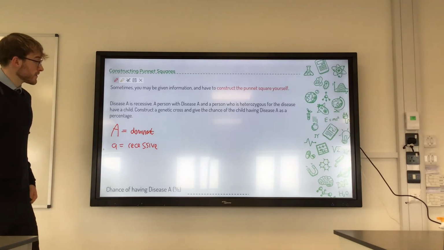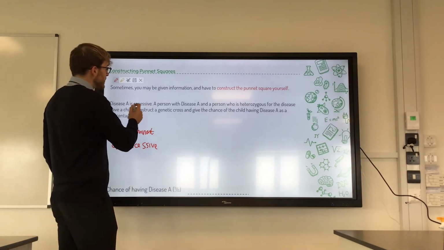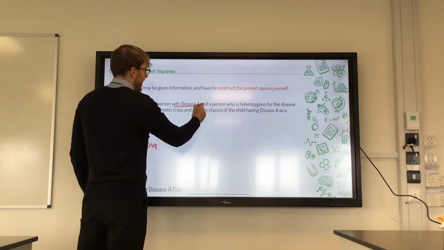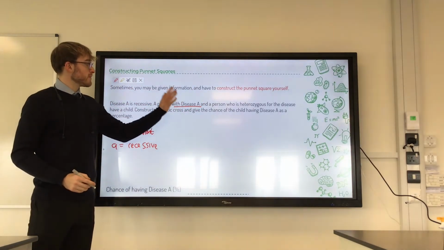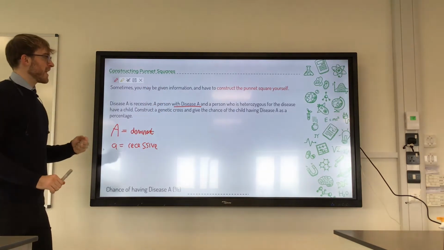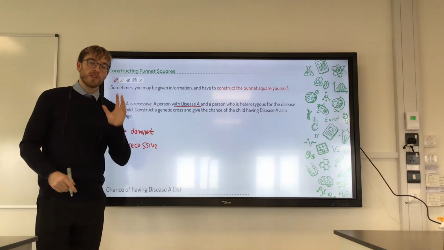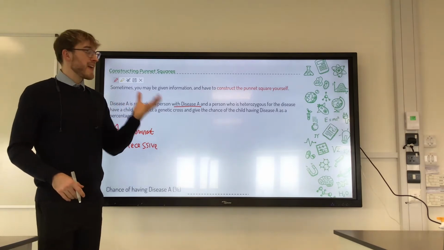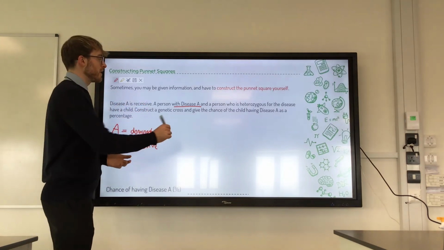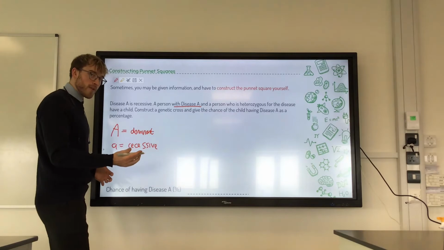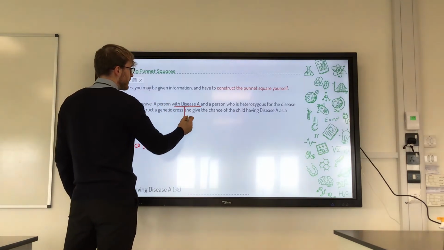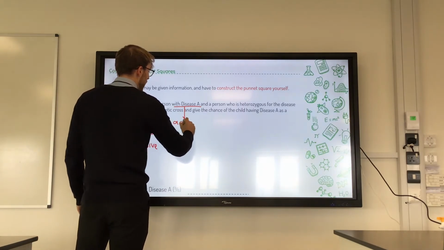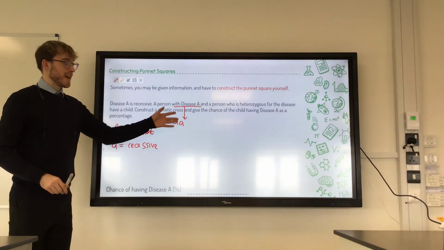There are two alleles. We're told that a person with disease A has a person who is heterozygous, but let's look at that person first. With disease A, if disease A is recessive, what's the only possible genotype that they could have? Well, if there's a dominant allele, they won't have the disease. So this person here, let's draw a little arrow, will be homozygous recessive, lowercase, lowercase.